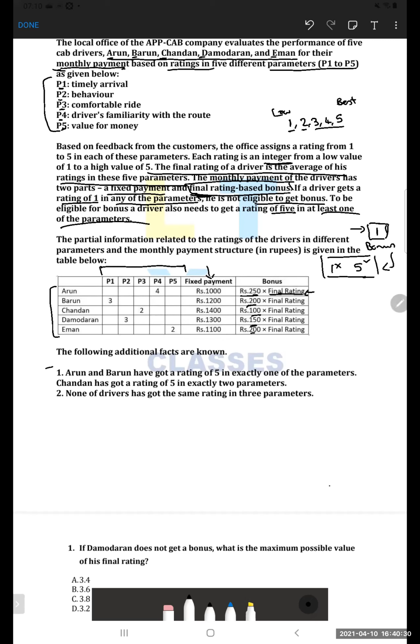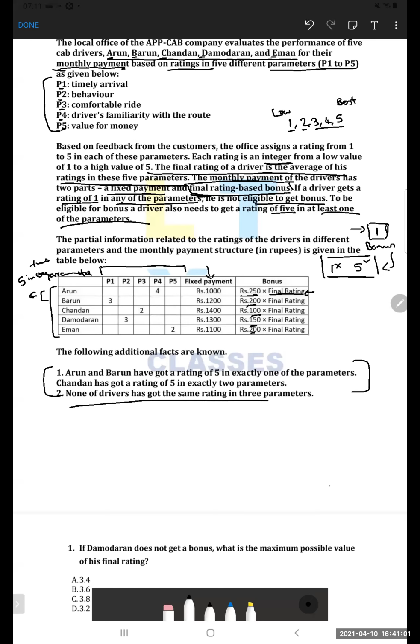Now there is some additional information which is very, very important. Whenever additional information is given, you should never miss out that information. A and B have got a rating of 5 in exactly one of the parameters. So we know A and B final rating is low, they have only 5 in one parameter only. Oh, sorry, two parameters only.